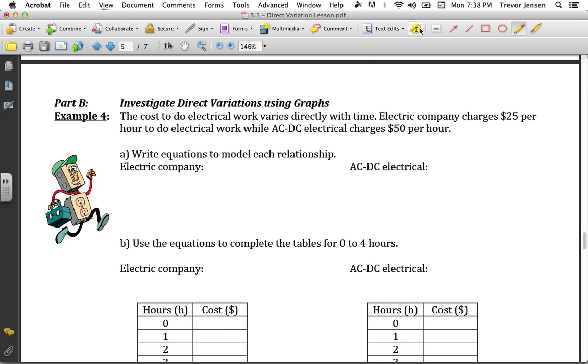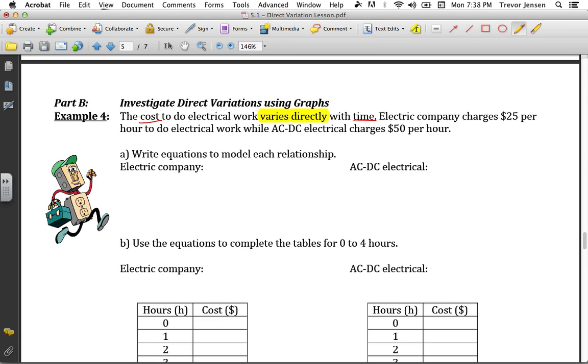Right off the bat, it's told you that it varies directly. It's told you that this is a direct variation relationship. It tells you that one variable is a constant multiple of the other. And it'll actually tell you which one is the dependent and which one's the independent, just in this sentence. It says the cost to do work, so cost, there's one variable, varies directly with time.